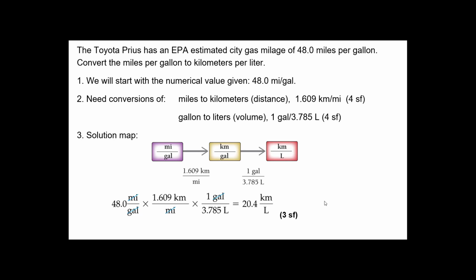We are going to need to make a stepping stone and know conversions in order to get this. So miles to kilometers, 1.609 kilometers per mile, that's 4 sig figs. And then we have gallons to liters. 1 gallon is equal to 3.785 liters. So if I didn't make this clear, 1.609 kilometers is equal to 1 mile. I didn't put the equalities on here, I just put the conversion factors. So you see this here. 1.609 kilometers equals a mile, and 1 gallon equals 3.785 liters.